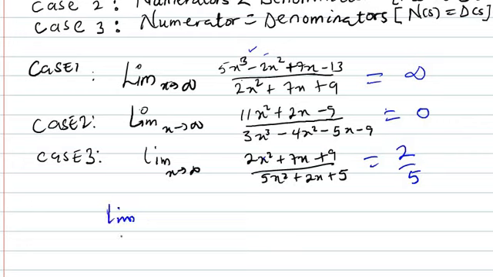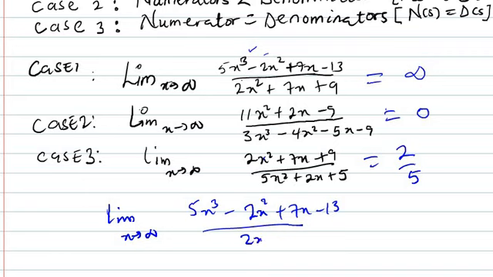In case 1, we have the limit as x goes to infinity of 5x cubed minus 2x squared plus 7x minus 13, all over 2x squared plus 7x plus 9.